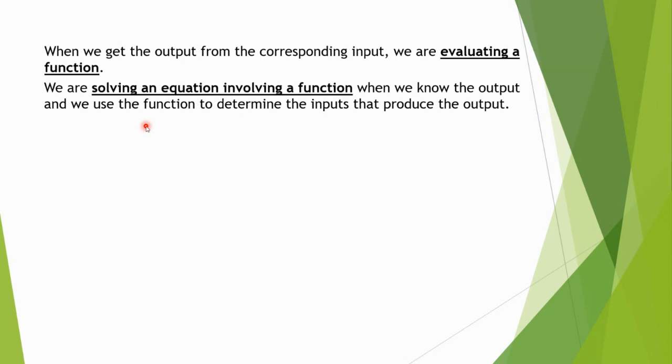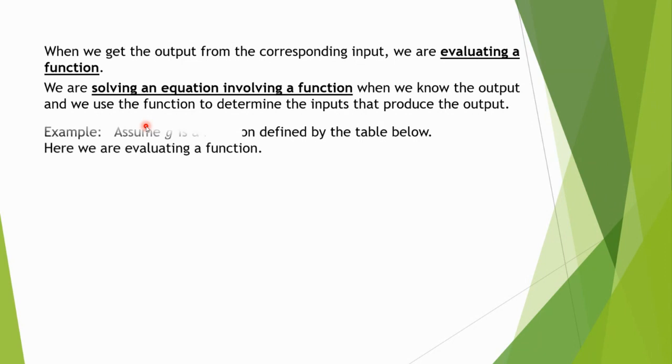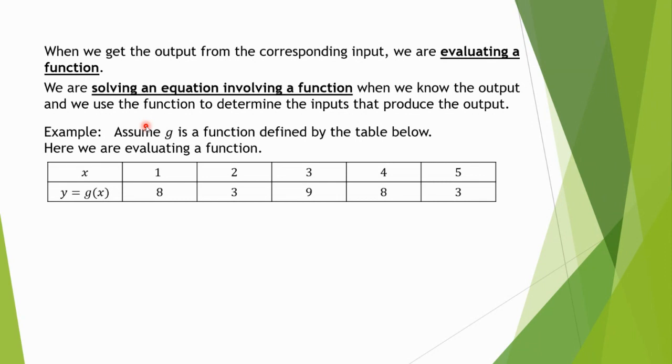But now let's do an example. Here we're making a function g, and I'm going to define that function g using a table. So again, here I'm saying how to get, from each input, the corresponding output. All right, so for example, what would g of 3 be? Well, let's find 3. That's our input, x. Oh, right here.